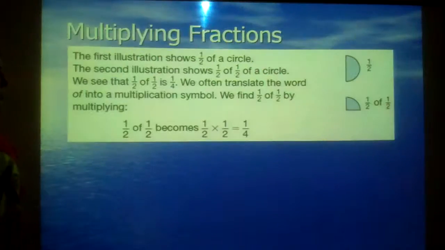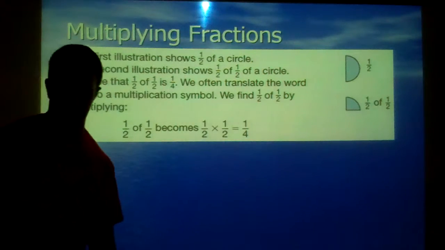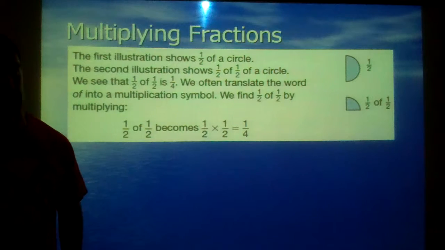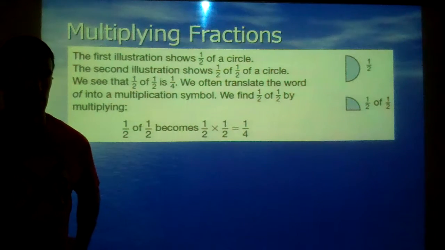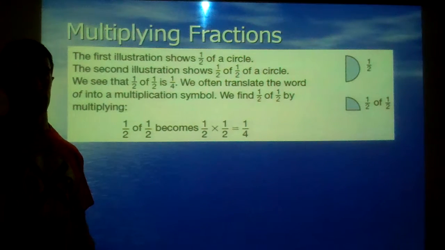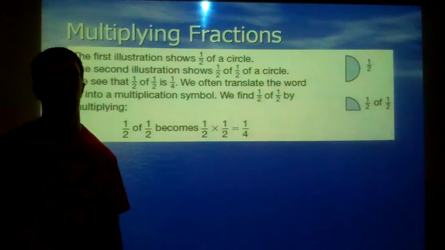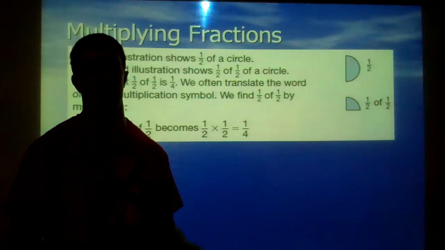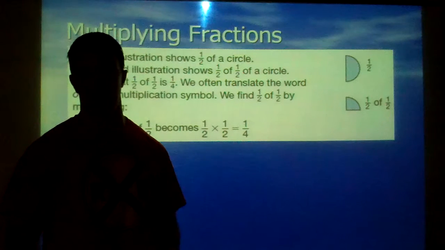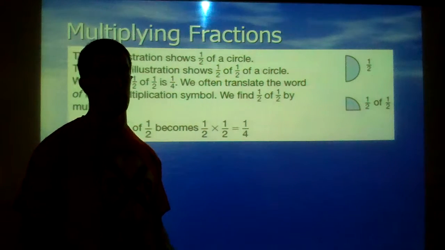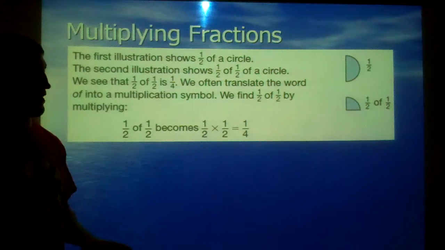Now we're going to switch it up though when we have multiplying fractions. Multiplying fractions is different than adding and subtracting in the fact that it's multiplying in itself, but also that we will be affecting the denominators, and you do not need a common denominator. You do not need a common denominator for multiplying fractions.